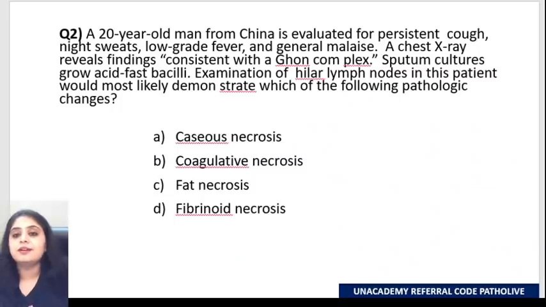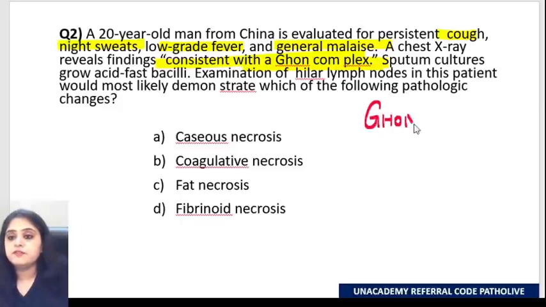On similar grounds comes question number 2. A 20-year-old man from China is being evaluated for persistent cough, night sweats, low-grade fever and general malaise. Very simple features. The first thing that comes to my mind whenever I get such a patient in our country is tuberculosis. So I read further. A chest x-ray shows findings consistent with a Ghon complex. I'm sorted. But what I want to ask you is, what is the difference between a Ghon focus and a Ghon complex?